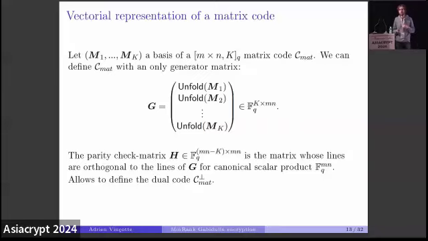Thanks to the unfold map, we are able to define a matrix code by a single generator matrix, by unfolding each basis element as a row. We obtain a number of rows equal to k, and a number of columns equal to mn. This allows us to define a parity check matrix, which is the matrix with coefficients in F_q that is orthogonal to all the rows of G, and it allows us to define a dual code. You can consider the basis of the dual code as the folded rows of the parity check matrix.